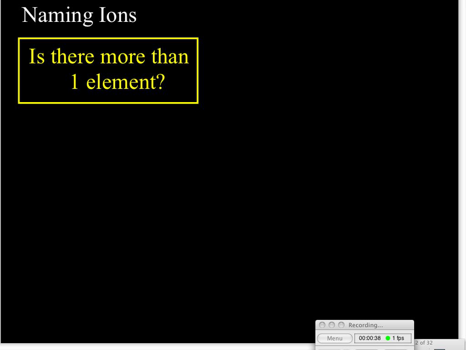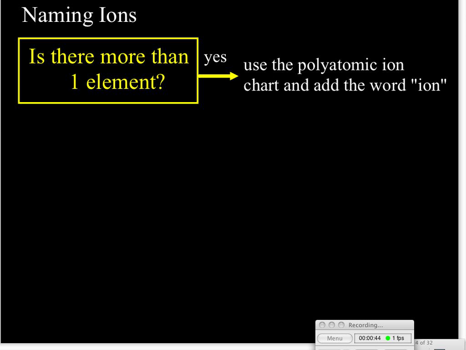If there's more than one element, what you're going to do, in my class at least, is go in and look at your polyatomic ion chart. The chart we use, they've saved on some space by just putting down the name of that polyatomic ion, and you have to remember to add the word ion. It's always important when we're naming ions to include that word ion. Some of the ion names would be identical to the element, and we've got to have that word ion in there to distinguish it. So we'll always be adding the word ion.